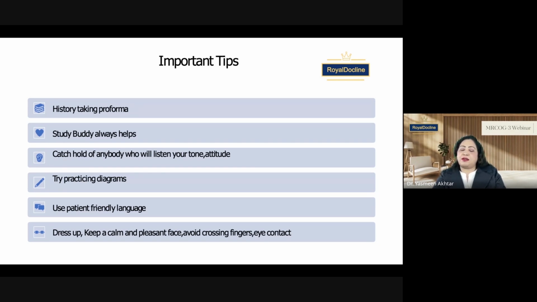Don't waste your time, because in OBGYN, we have very limited time. We have to do a lot of things, but we have to go through all these things because we are different people. Don't waste your time. Use the mobile. Try practicing the diagrams.